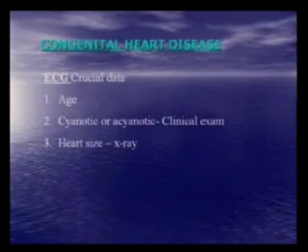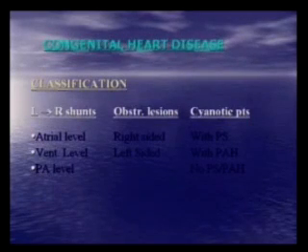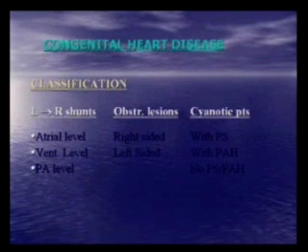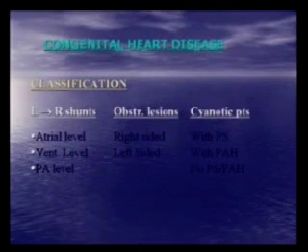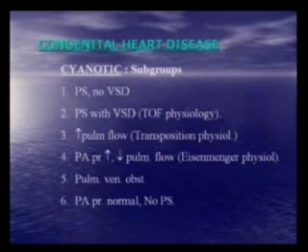You need to know whether this patient is cyanotic or acyanotic, which will be known only in clinical examination. You should know what the heart size is, which will be known only by the X-ray and sometimes by clinical examination. So again, we follow that same classification which we follow for any congenital heart disease. Decreased pulmonary blood flow, increased pulmonary blood flow, cyanotic, acyanotic. So the same classification we keep on following.